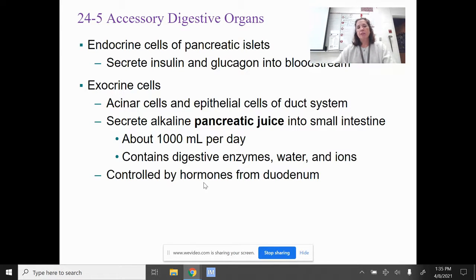So that endocrine function is to secrete insulin and glucagon, like I just said, and the exocrine function is the digestive function, and that's to secrete alkaline pancreatic juice. So remember, you have an acidic, hydrochloric acid filled chyme that is going to go to the small intestine, and the small intestine is not lined with mucus. So pancreatic juice is alkaline, basic, which means it's a higher pH, and that is going to help neutralize the acid that comes from the stomach so that the lining of the intestine doesn't get worn away.